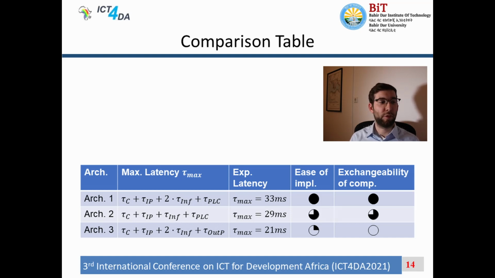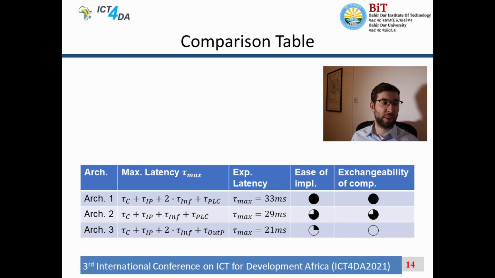Between architecture 2 and 3, the difference is between tau_PLC and tau_output processing, which comes from the enhanced method of synchronously pushing up the output data from our CNN to the PLC right in time on shared memory. In values, the maximum latencies from our experiment are 33 milliseconds for architecture 1, 29 milliseconds for architecture 2, and 21 milliseconds for architecture 3. So architecture 1 and 2 are pretty close together, and architecture 3 is quite a bit faster than the other two.